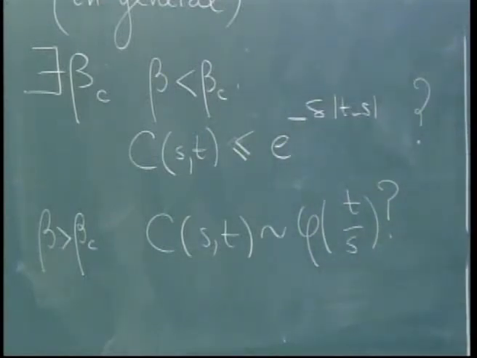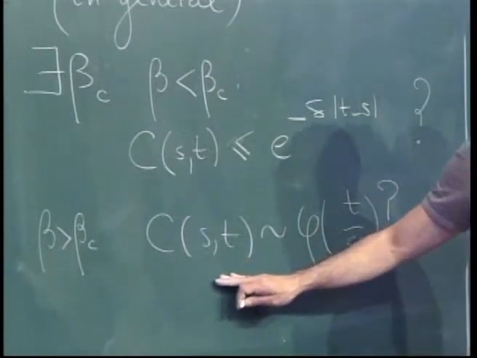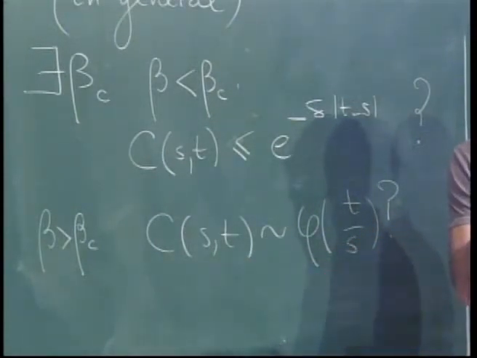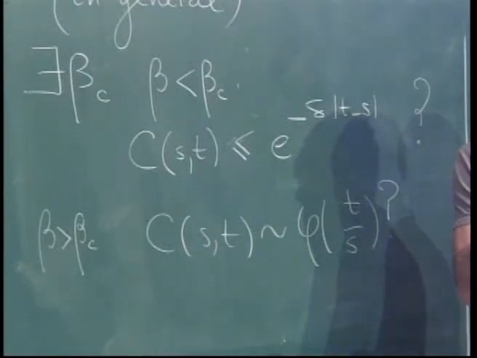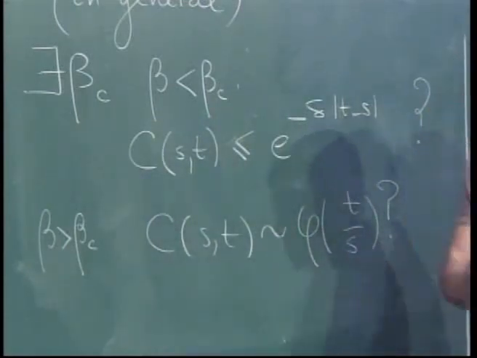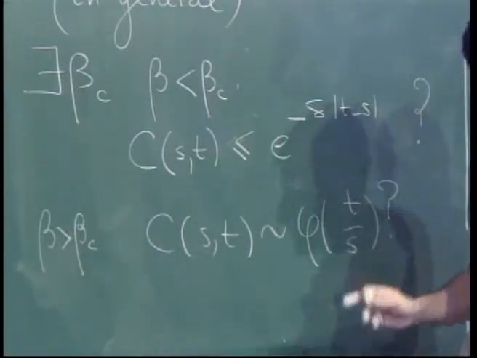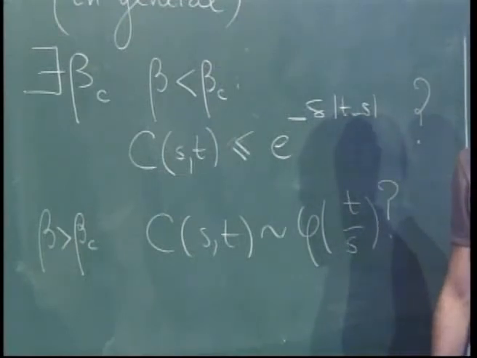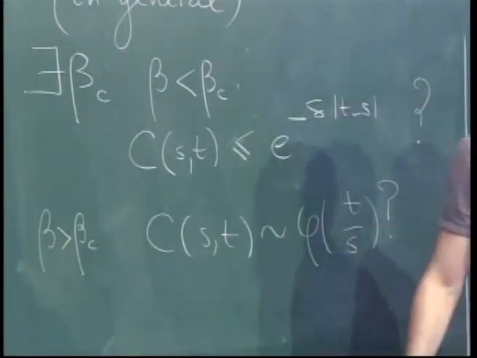So when temperature is low, you should expect something like this. When S and T are large enough, you should expect this to be a function of T minus S when T minus S is not too large. Right? But when S and T are both very large, you should expect this to be like a function of T over S. This cannot be proved.